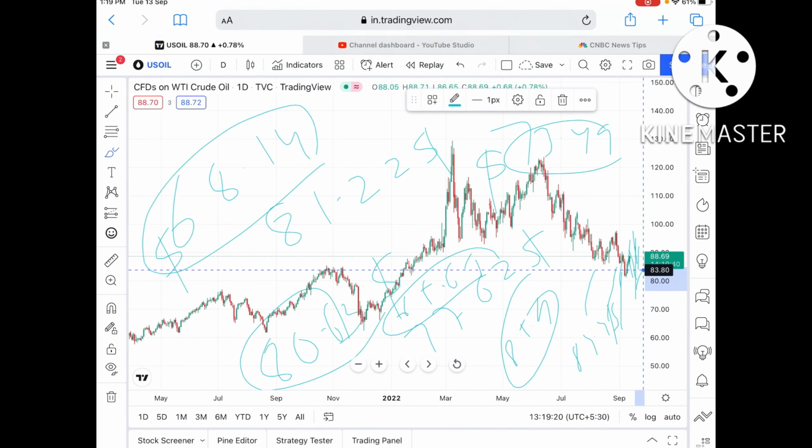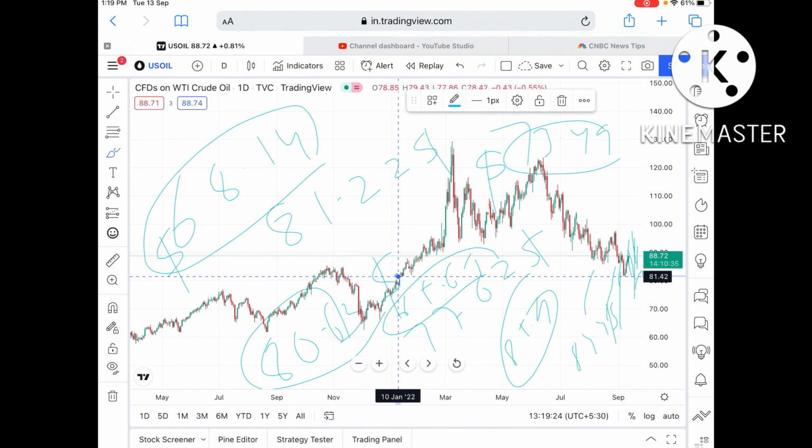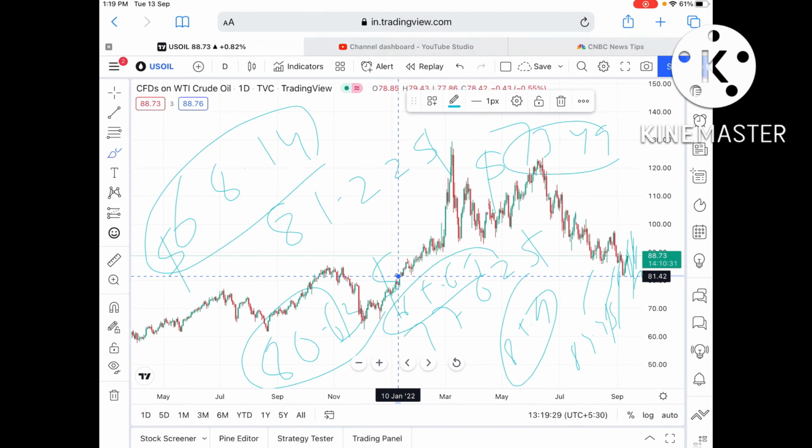because if the price falls below a level of around 81, and this level has not come since January 2022, so there is a high probability we can see it can move further low.